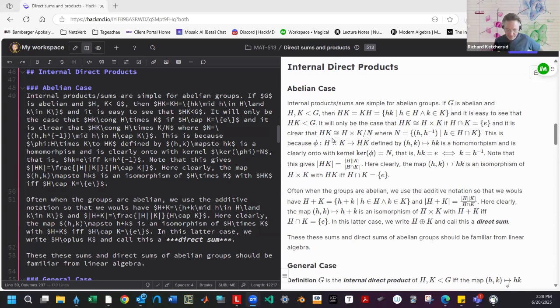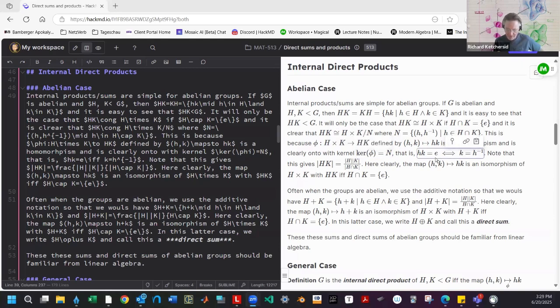And it is clear that HK is isomorphic to H times K, the external product, modulo N, where N is the subgroup of pairs (h, h inverse). This is because if I take phi going from H cross K to HK in the obvious way, where (h, k) is just mapped to the product hk, first of all, it's a homomorphism that's easy to check. And it's clearly onto, because everything in HK comes from something like that. And you just check the kernel.